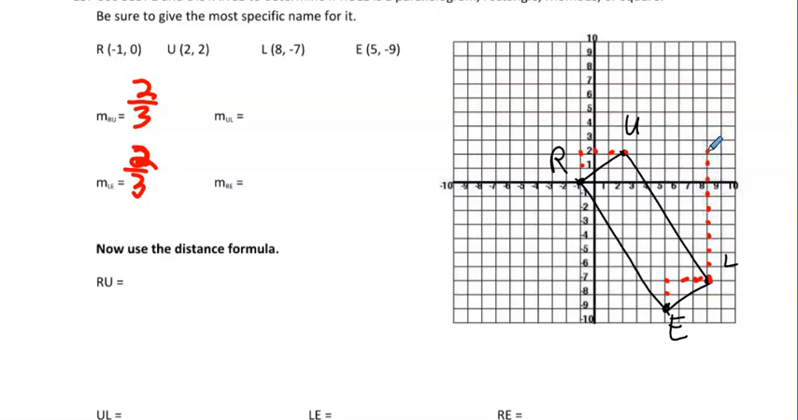So up 9. Then I'm going left 6. Now from R to E, I'm going to go down 9, and right 6. Notice it doesn't matter. They're still both negative fractions. But to compare opposite reciprocal, I need to reduce 9 over 6 to 3 over 2.